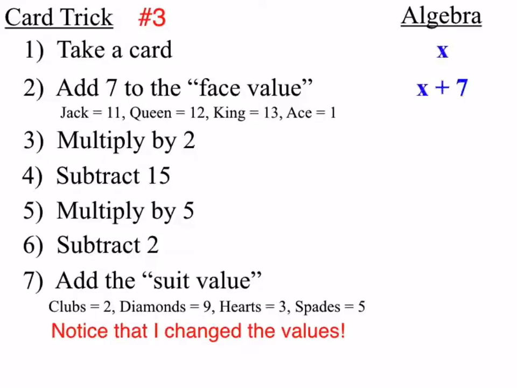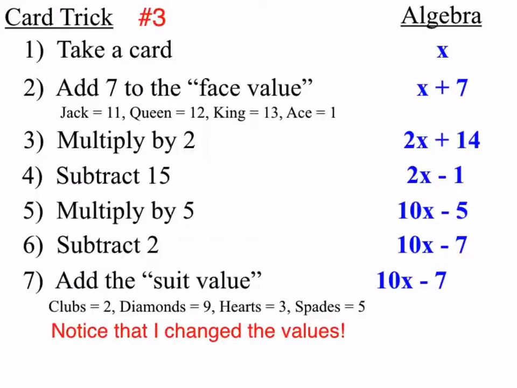Take a card. Add 7 to the face value, multiply by 2, subtract 15, multiply by 5, subtract 2. I'm flying through the algebra because that part should be easy up to that point. We add the suit value, that's a new variable. And remember, I typically rearrange using the commutative properties because it makes it a little more clear to me what I have to do. And so, what do I have to do in my head to figure out what card you had? Tell me, please.